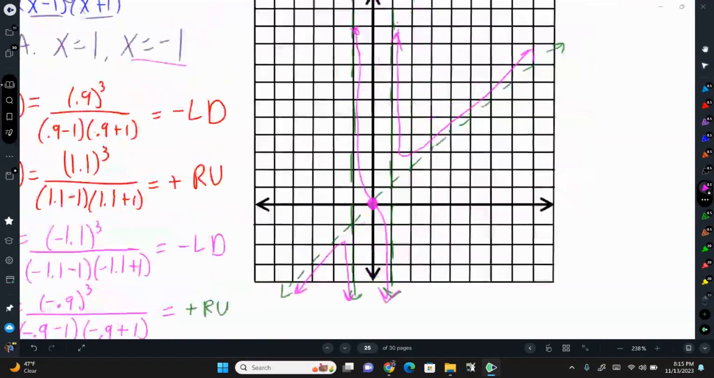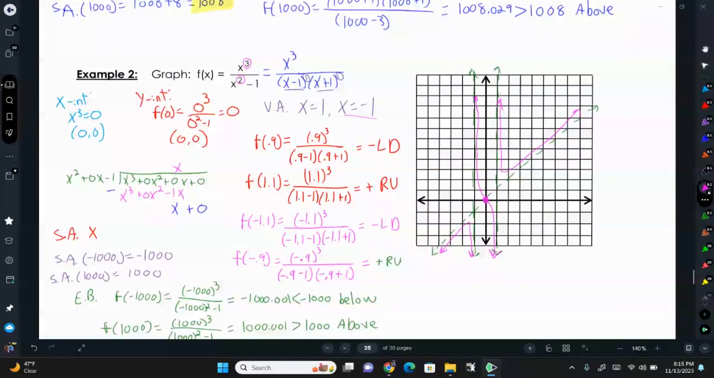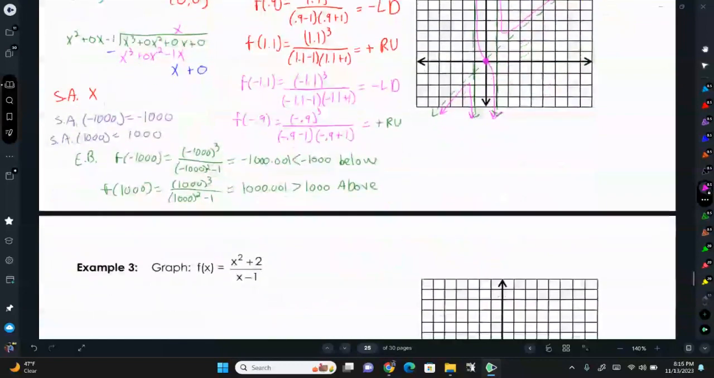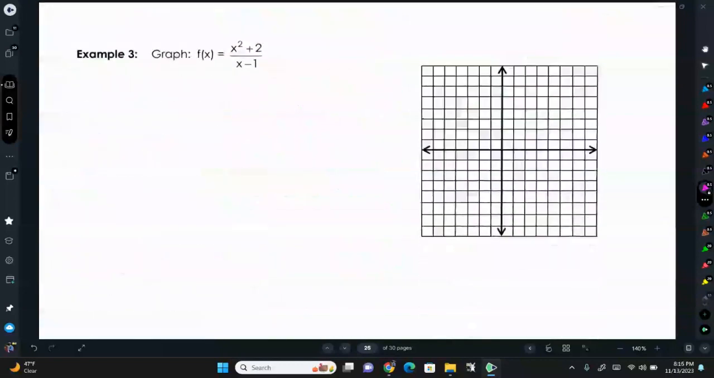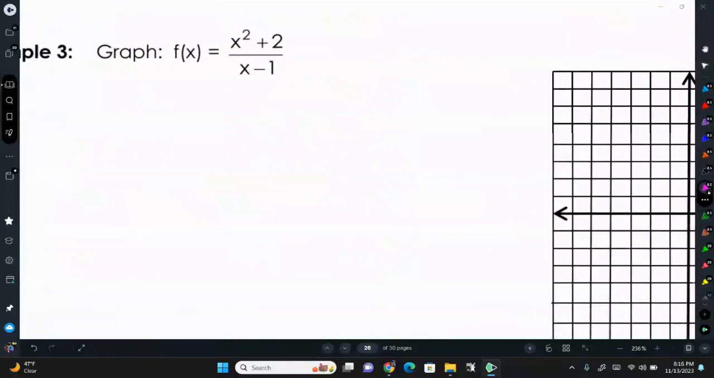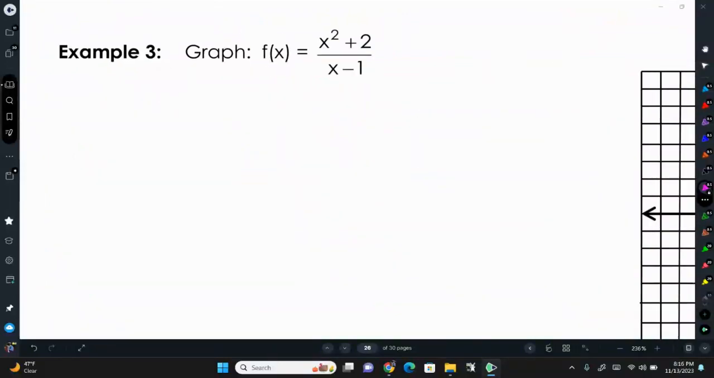So again, I know there's a lot of moving components to these graphs. Let's go on to the next page. Now the next problem, this one we can't factor the numerator, so that does make this take maybe a little bit less work.